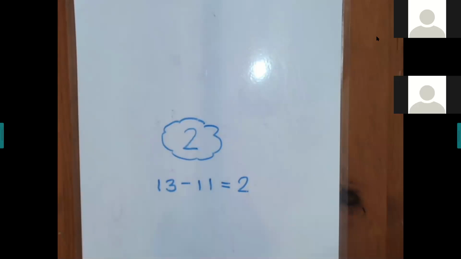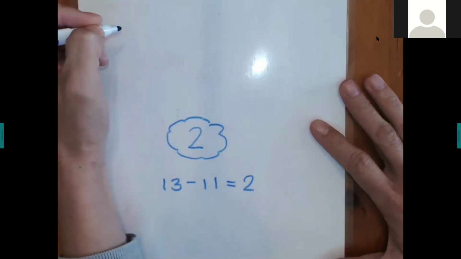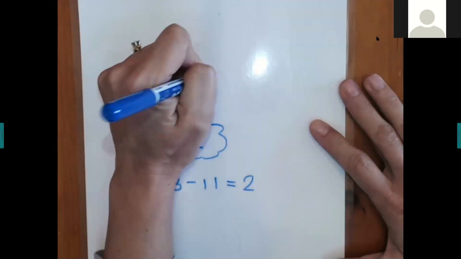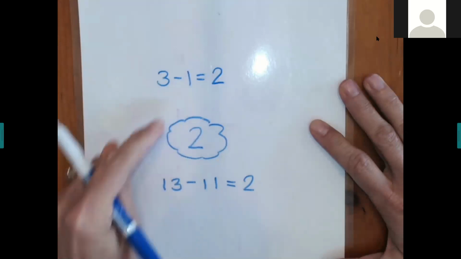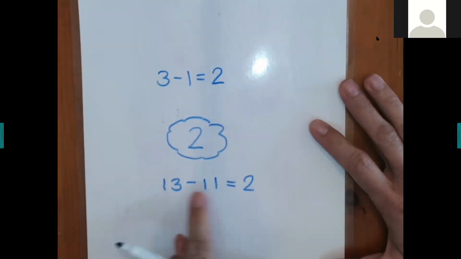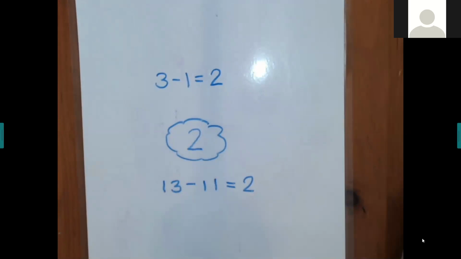Go ahead. 3 minus 1 equals 2. Good job. If you can see, Alishba's is very similar to mine. Mine just has something in the tens place, right? Otherwise, our problems are exactly the same. Nicely done, Alishba. Grayson, go ahead and unmute yourself.